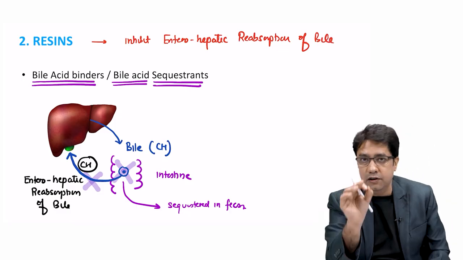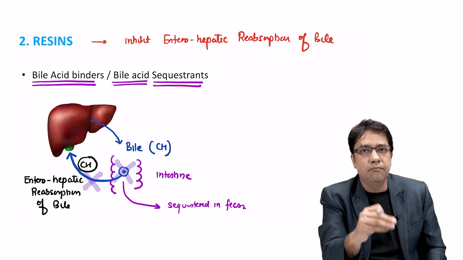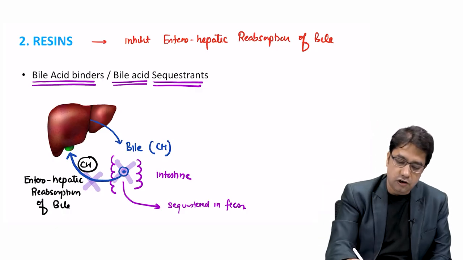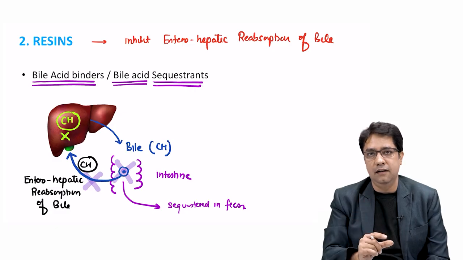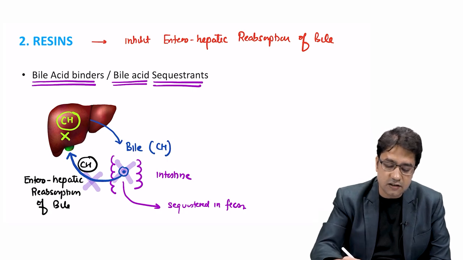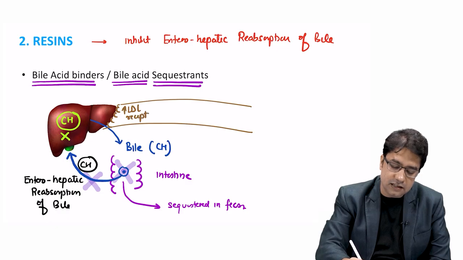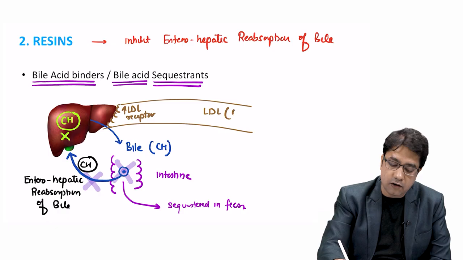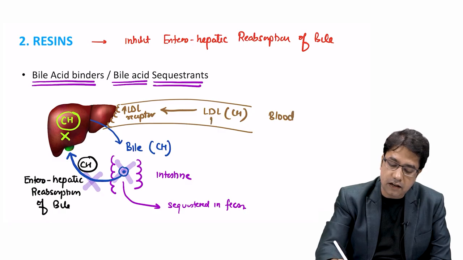Statins were inhibiting cholesterol synthesis in the liver. Resins are inhibiting the absorption of bile. Bile contains cholesterol. Can we say that now the liver will not get cholesterol from the bile? What will the liver say? Sir, I need cholesterol at any cost. So what will happen? Slowly and slowly, LDL receptors on the liver will increase, just like statins, and the liver will now take cholesterol from the blood and blood LDL level will reduce.